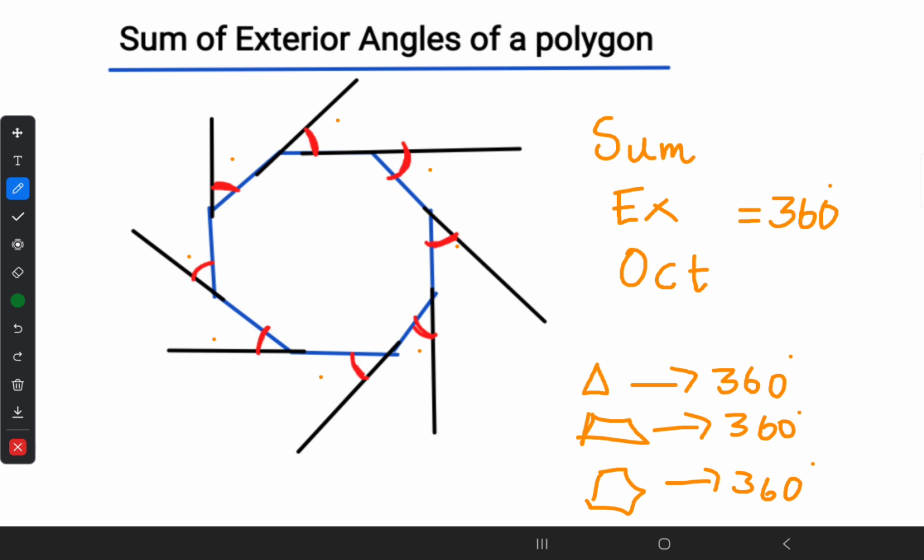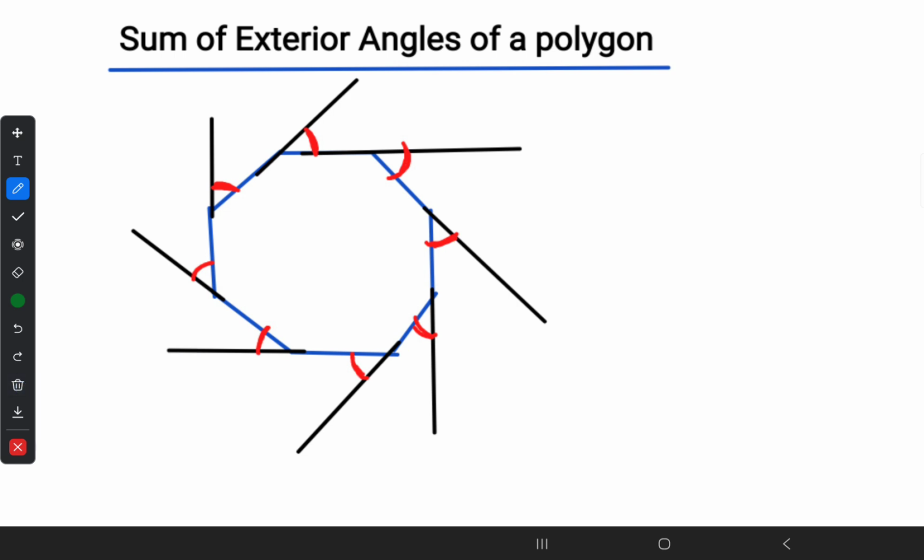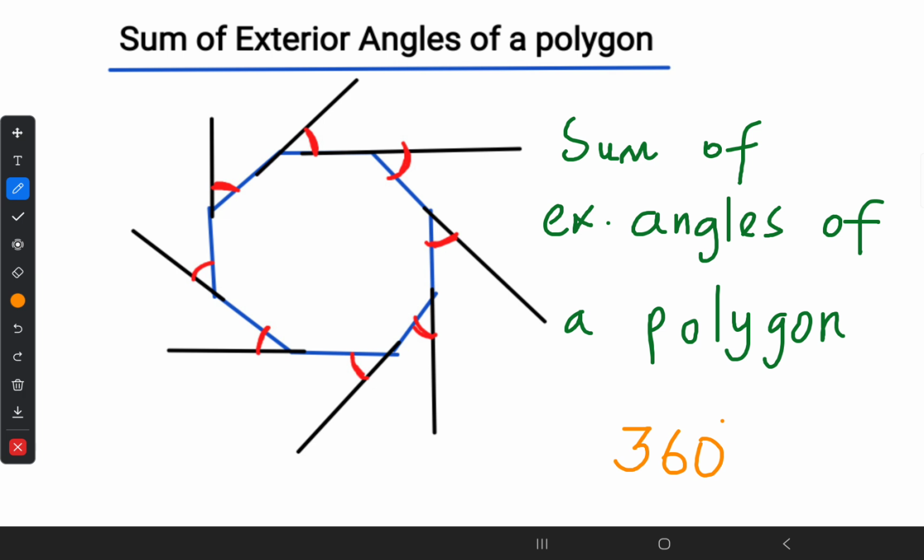sides it has. It can be 3 sides, 4 sides, 5 sides, 8 sides, 10 sides, 12 sides. It doesn't matter. But if it is a polygon, if it is created by using only straight lines, that is called a polygon. In that polygon, the sum of all the exterior angles would be exactly equal to 360. Don't forget it. Sum of exterior angles of a polygon is always 360.